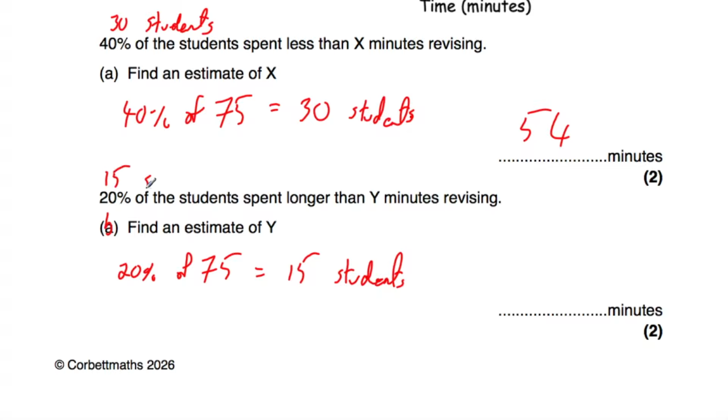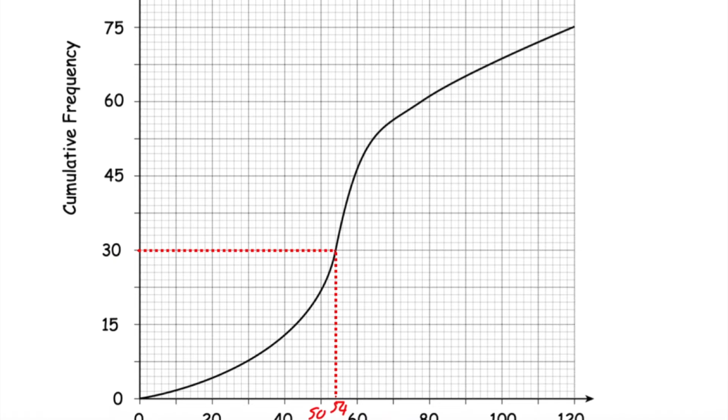So I'm just going to rewrite this. Instead of reading it as 20% of the students, I'm now reading it as 15 students spent longer than Y minutes revising. Okay, so that's fantastic. We now know that 15 students spent longer than Y minutes revising. Now 15 students isn't very many here. If we go back up to the graph, this graph represents 75 students, and only 15 of them spend more than this particular time Y minutes revising.